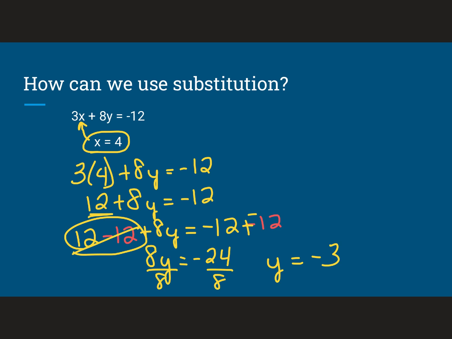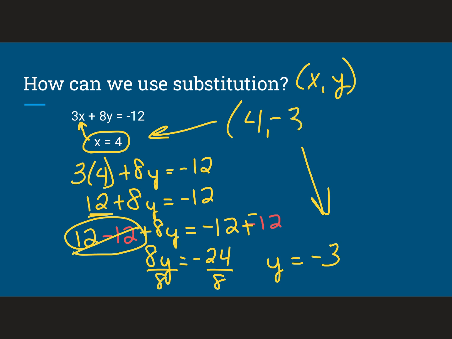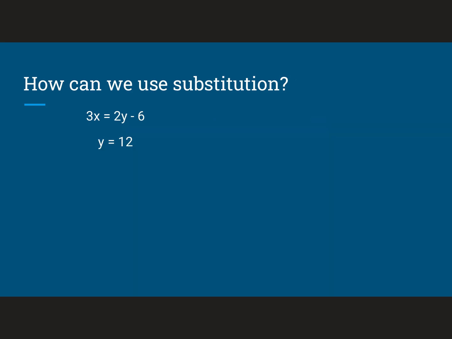So remember still that our solution to the system needs to be an ordered pair. Ordered pairs are always written x, comma, y. Well, I know in this case that my x value is 4. Now I know that my y value is negative 3. So there's my solution: 4, negative 3. Okay, let's go to another one.